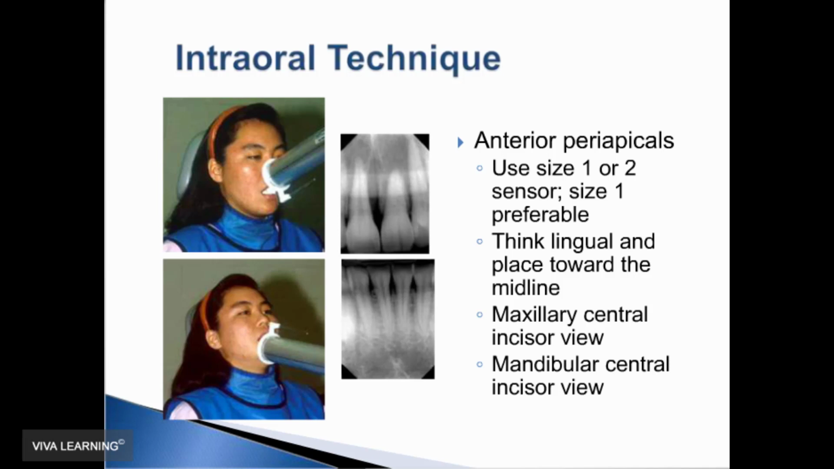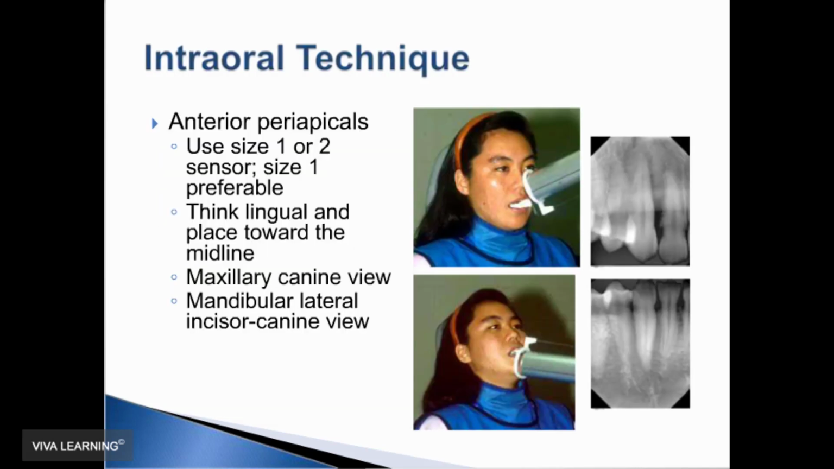If you have a narrow arch, it may be better to use a size 1 in the anterior. Typically, we'll do a midline view on both the maxilla and mandible, and then a canine lateral with that contact centered for those views on both the maxilla and mandible. If the arch is very narrow, I would suggest doing a separate lateral and a separate canine projection.